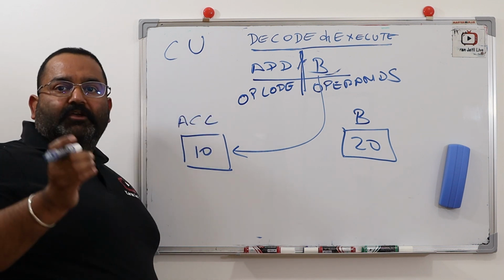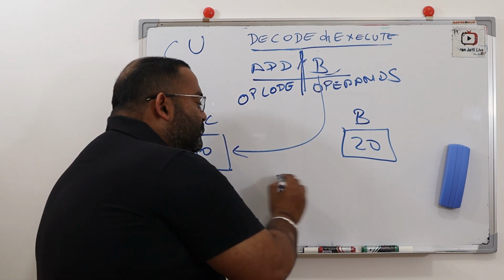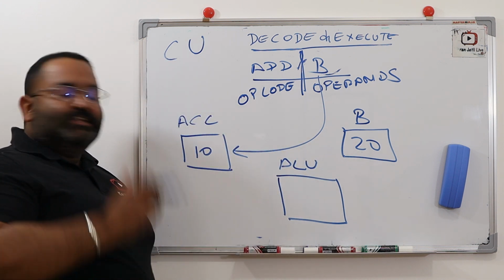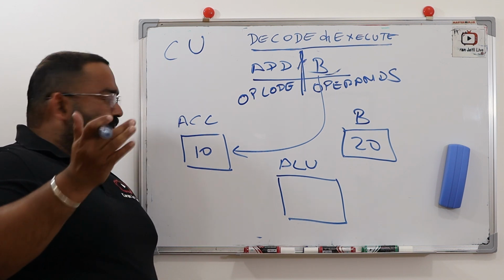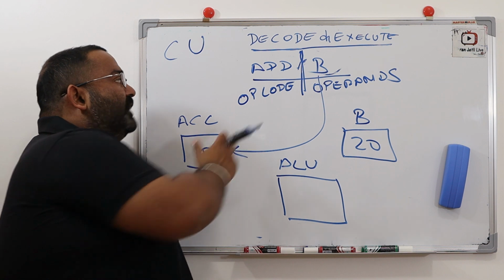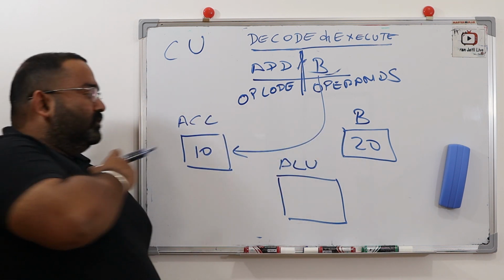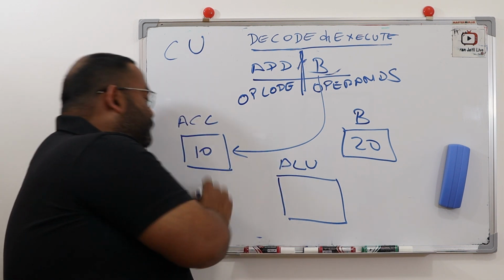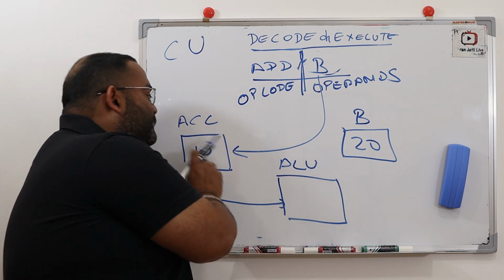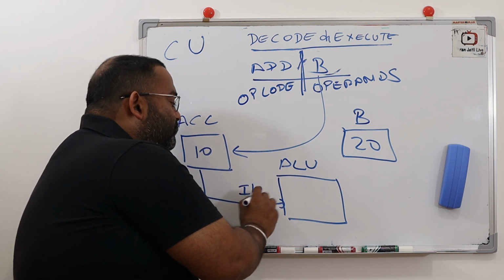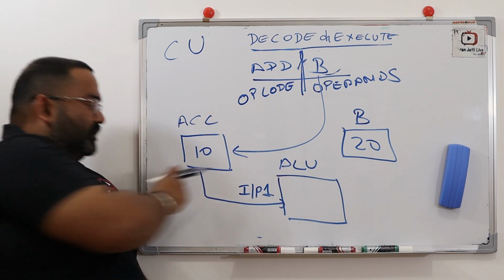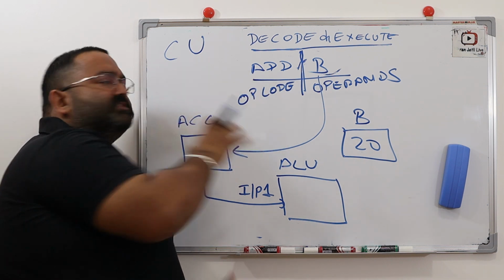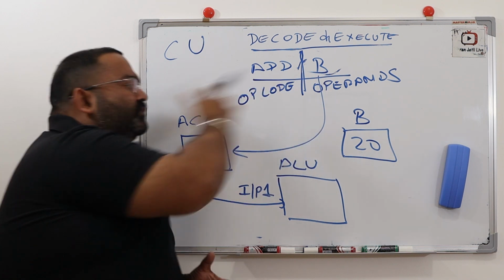To perform an arithmetic operation, the CPU has another part. We call it the ALU. What is ALU? Arithmetic and logic unit. So then what will it do? It will generate the control signal to move the contents of the accumulator to the ALU. It will generate the control signal saying whatever is in the accumulator, move it to input number 1 of the ALU using this internal bus. What is the internal bus? It is the bus which connects the different parts inside the CPU with each other.